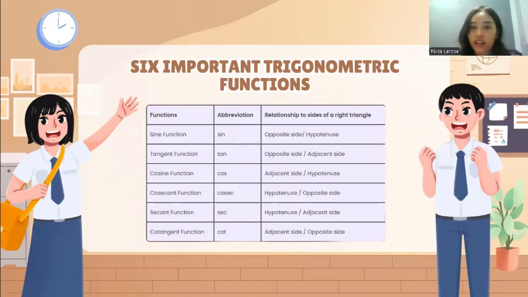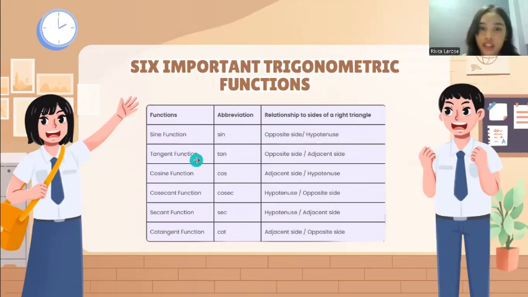Next, the six important trigonometric ratios are calculated using the formulas below, considering the figure above. It is necessary to get knowledge about the sides of the right triangle because it defines the set of important trigonometric functions. First, we have the sine function. The abbreviation is sin, and its relationship to the sides of a right triangle is opposite side over hypotenuse.